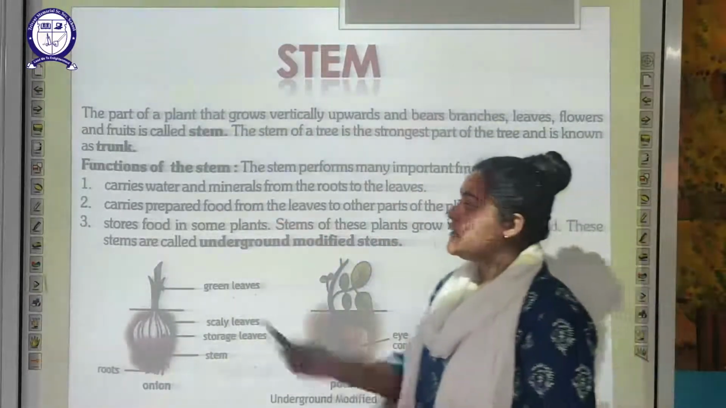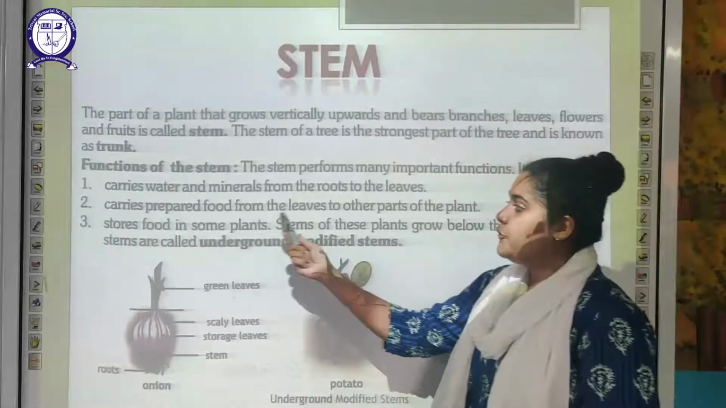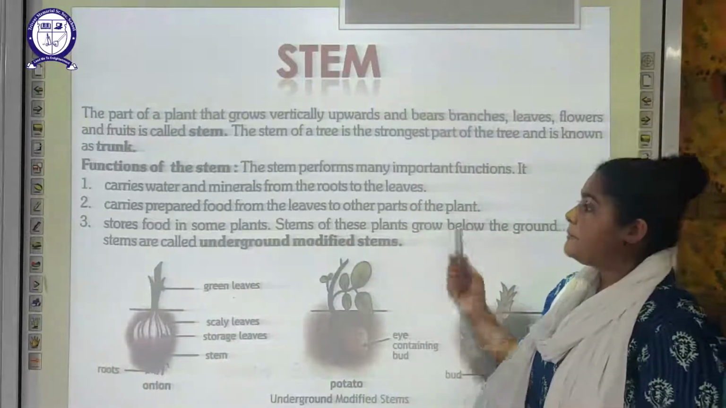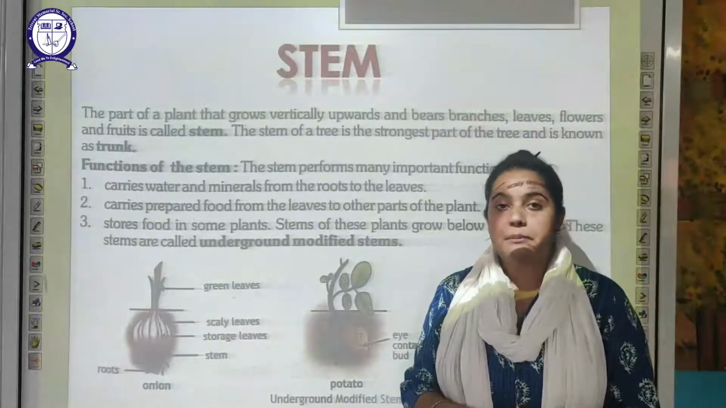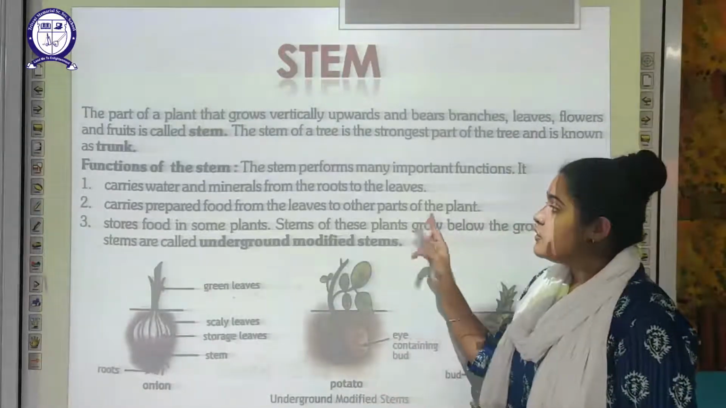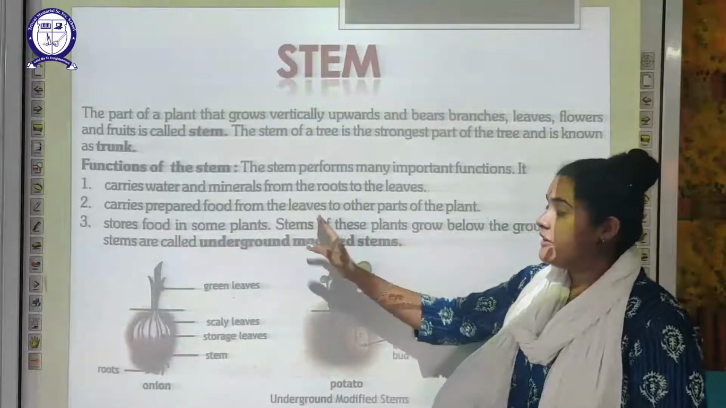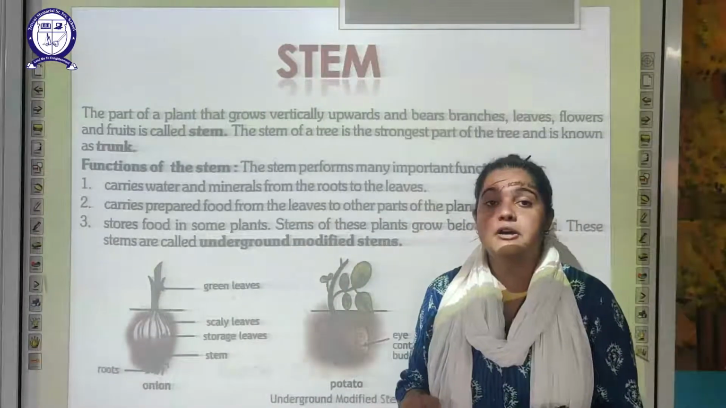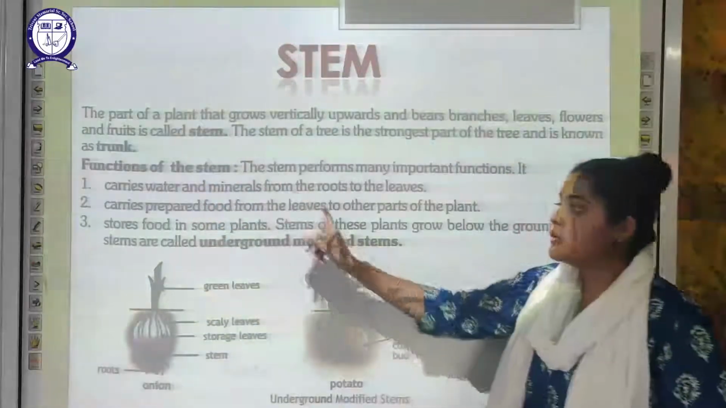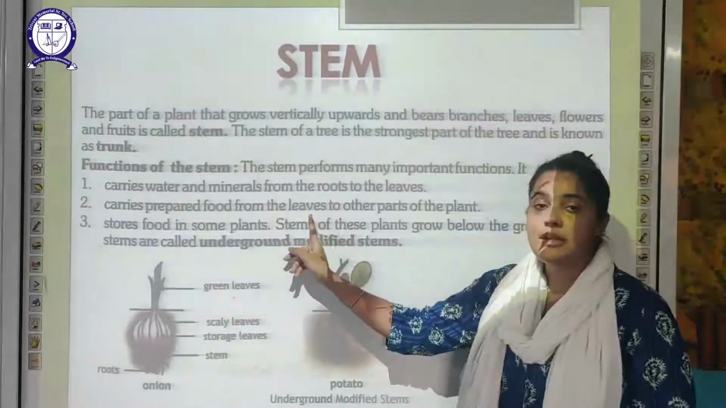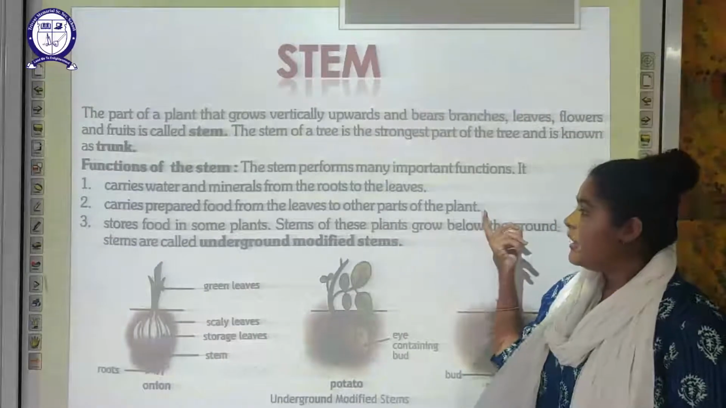The next important function is carrying the prepared food from the leaves to the other parts of the plant. As we know, the green leaf part is going to prepare the food for the whole plant. So the food from the leaf will be distributed to the rest of the plant by whom? With the help of the stem part. The stem is going to carry the prepared food from the leaf to the rest of the plant.